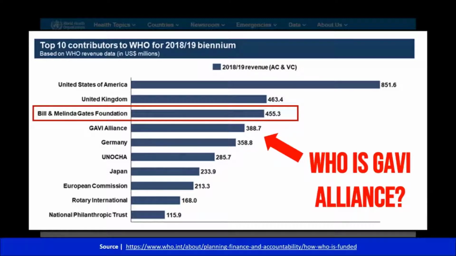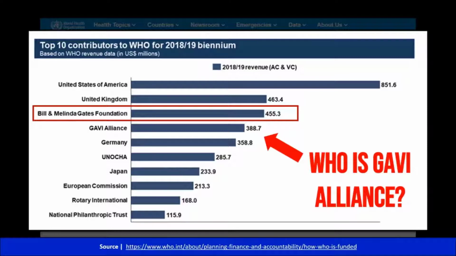Now, here's something interesting. We looked at the WHO and we said that the contributions to the WHO were all contributions of either member states or partners. Well, if we look, the number one contributor is the United States of America. That makes sense. They've got the biggest economy. They're the world trade dollar. Second is the United Kingdom. But look who's third, the Bill and Melinda Gates Foundation.